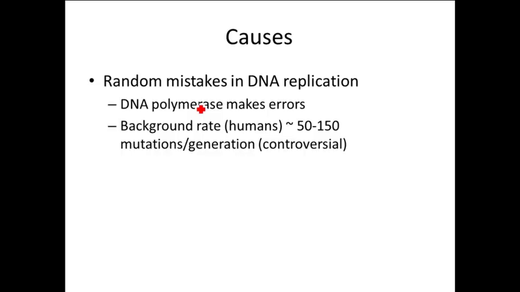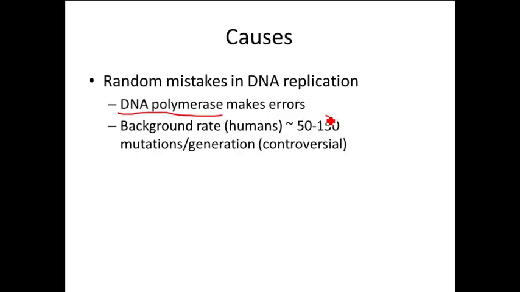Mutations are caused by a number of things. First of all, random mistakes in DNA replication can be made by the enzyme that makes DNA, which is called DNA polymerase. Our next lecture will be about cell division, and in that we'll talk about DNA replication. Every time a cell divides, it needs to make new DNA, and DNA polymerase is pretty darn good at making a new copy of the DNA, to be exact, but there is a background rate of errors caused, and those are the mutations.